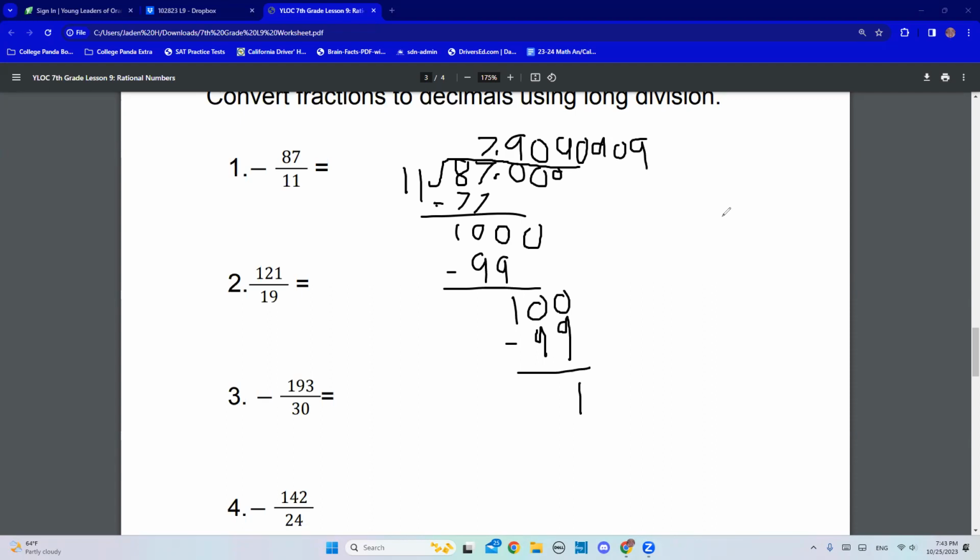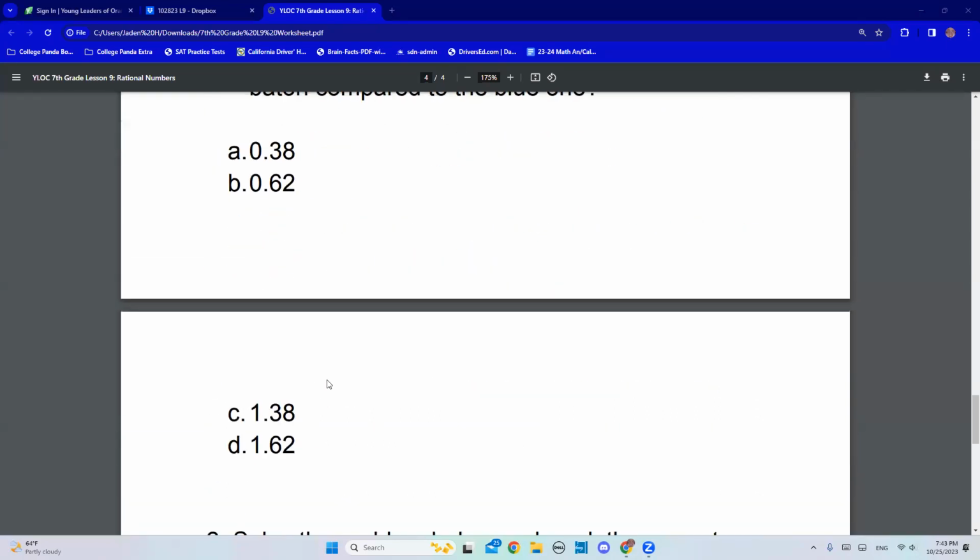So to shorten it, let's just put 7.909. So we could put that, or if you want, you could just say 7.90 and then put a bar over it. This bar means that it'll continue to repeat. So 7.909090. All right, let's move on to the next set.